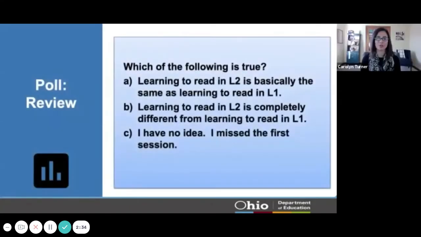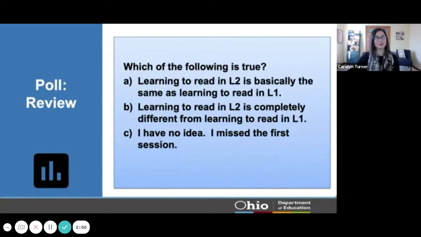Some familiar terms that we talked about the last time. She talked about some layers of language, morphology and phonology, the orthography. All are important factors in how all children learn to read, but we'll be looking specifically at what that means for our English language learners.